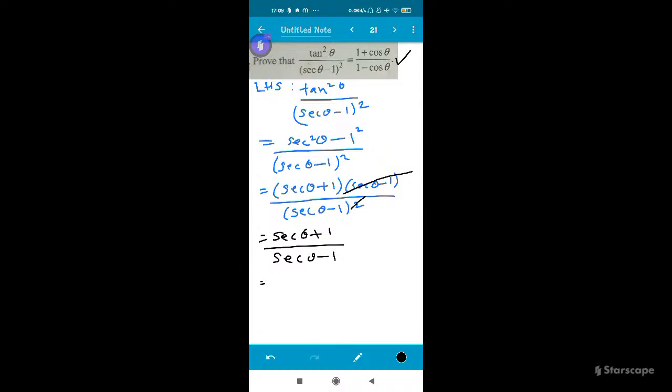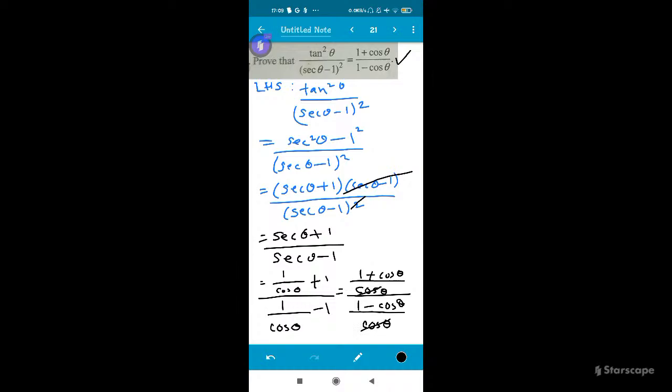So simply we will convert sec theta into 1 by cos theta. So 1 by cos theta plus 1 divided by 1 by cos theta minus 1. If I take the LCM of the numerator, I will have cos theta and 1 plus cos theta, and in the denominator also the LCM will be cos theta, but we will have 1 minus cos theta.